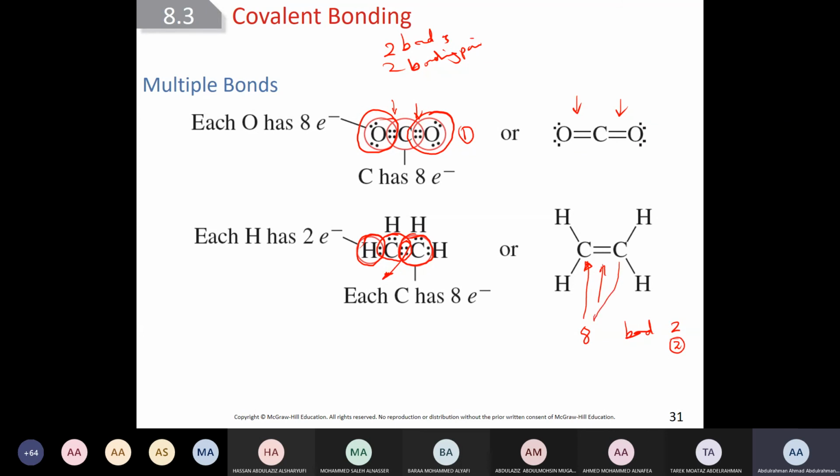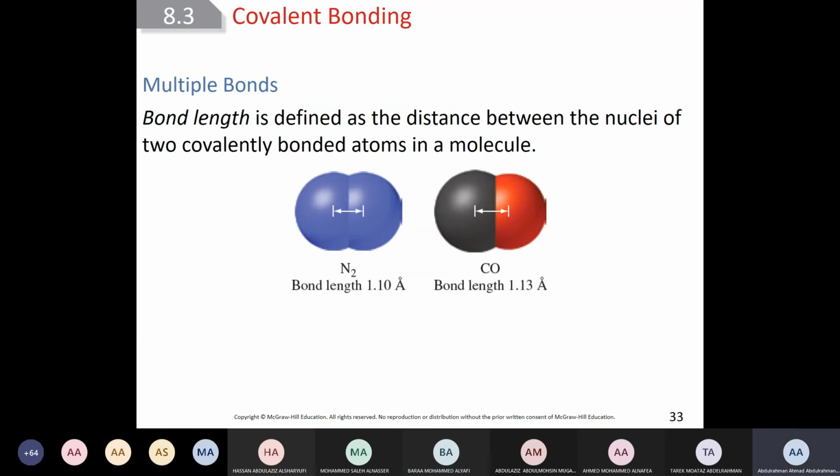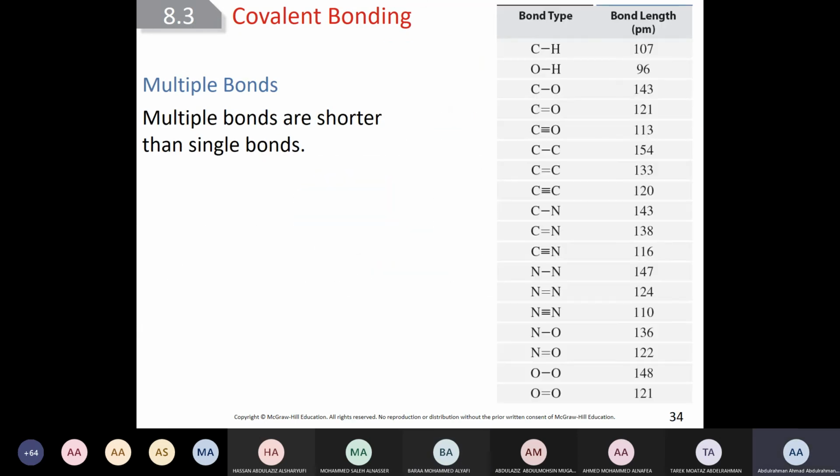How about this carbon? How many around it? 8. Hydrogen, 2. How about this oxygen? How many around it? 8. Why? 1, 2, 3, 4, 5, 6, 7, 8. How about this oxygen? 8 also. Good. Of course, always look at this table.